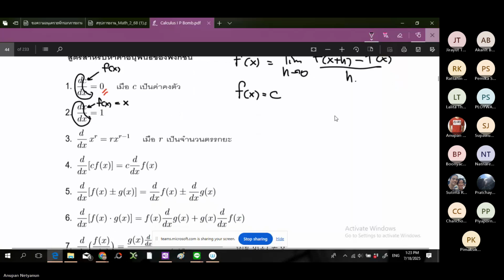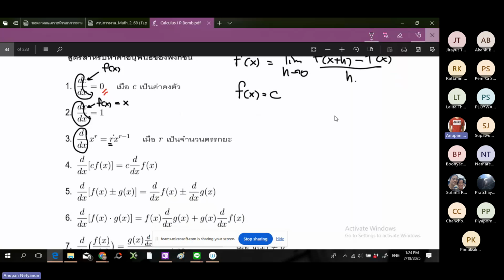Now, for this formula, if you have the derivative of a power of x, in this case x to the power of r, you bring down the power. So you bring down r up front, and you reduce the original power by 1. Subtract 1 from r. So you have x to the power of r minus 1.